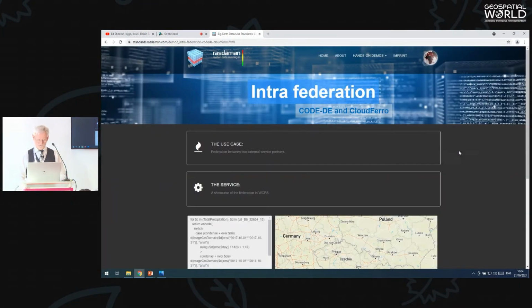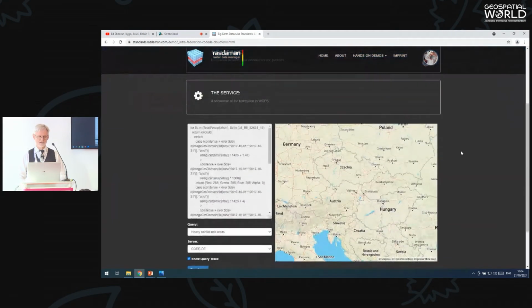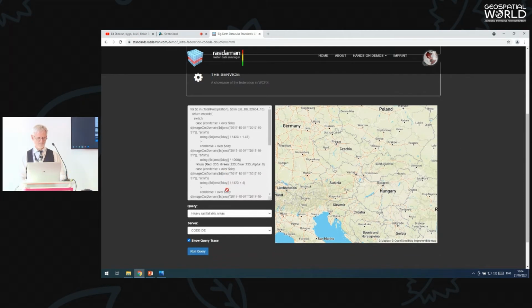So the use case is we want to determine heavy rainfall risk areas, and the climate modelers gave us a query in the OGC WCPS language that looks like that. I cannot explain that, but I see that we use precipitation data and Landsat 8 data. We need to combine them. Okay, let us send the query, where's my button, and see what happens.